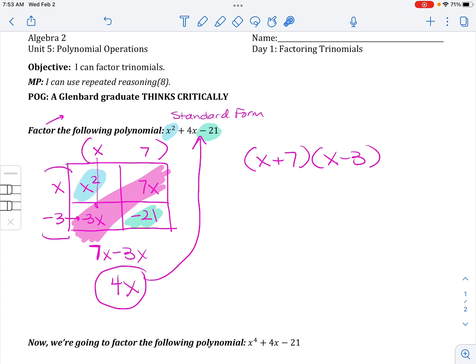So that should be all refresher. Remember, we don't change the signs here. We just leave them exactly the same. We just literally copy and paste from this side to here.